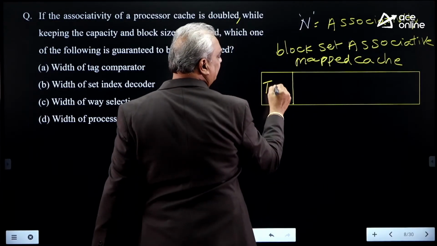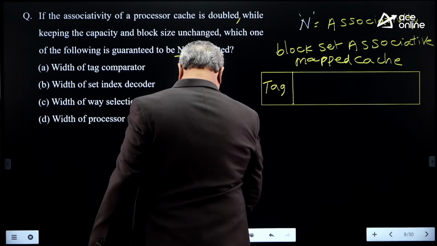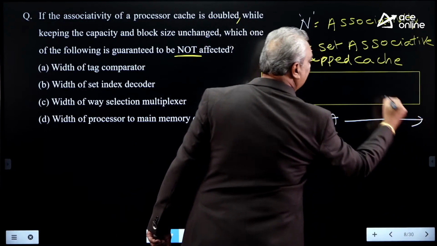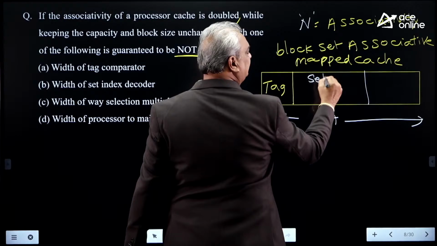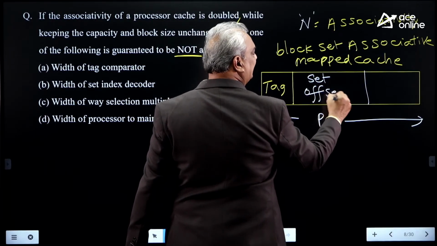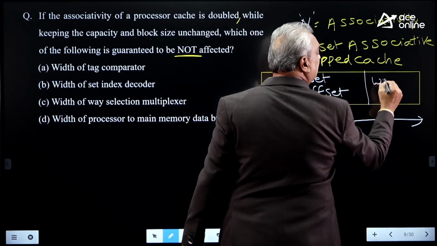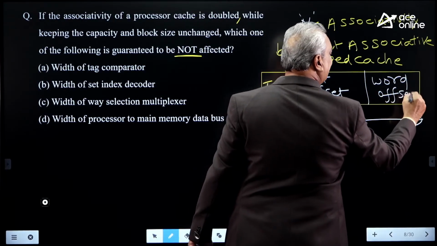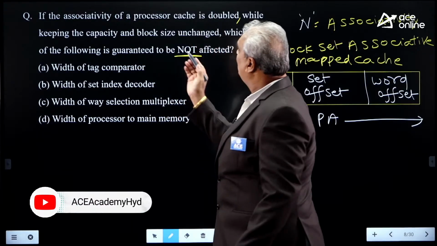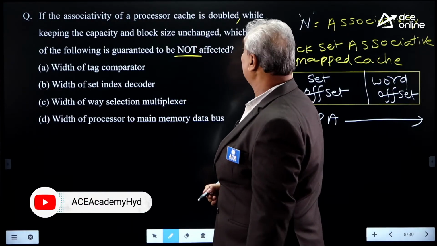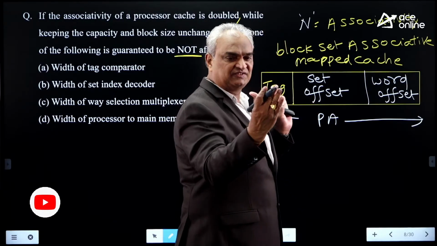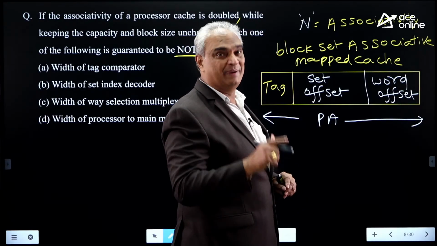Now it is a tag. Now total size is nothing but physical address. Now it is set offset, means set address field. It is word offset. Here, according to the given information, associativity is doubled, means number of sets will be reduced, means set offset field will be reduced by 1.